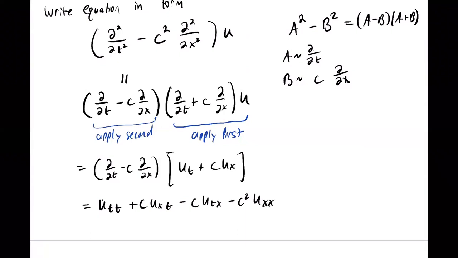But the two middle terms are equal in absolute value, but they have opposite sign, right? So they're going to cancel out. And this is just because u_xt is equal to u_tx, because remember, you can always swap partial derivatives. And so these terms just cancel out and give me 0. And so I get exactly what I expected.